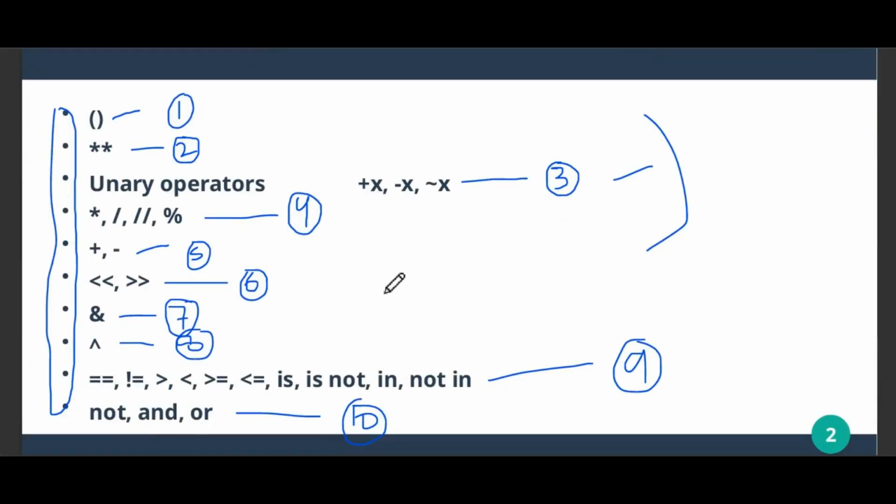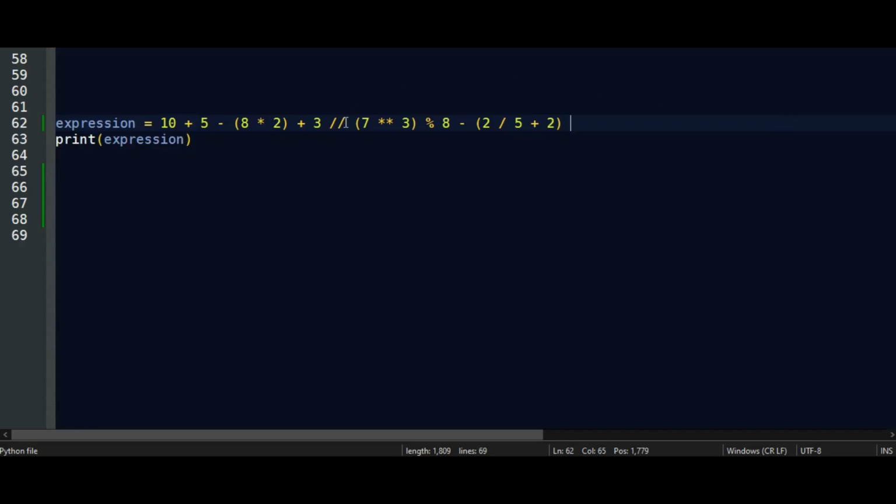Okay, let's consider a simple program on that. I have created a variable with the name expression, and in the expression I write 10 plus 5 minus, in the brackets, 8 asterisk 2, bracket closed, plus 3 floor division, in the brackets again, 7 exponential sign 3, that is 7 raised to the power 3. Then I have modulus 8, 10 minus, brackets, 2 divided by 5 plus 2.